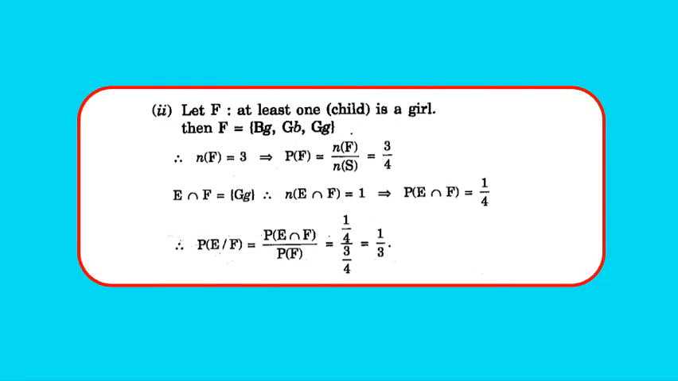And the second part: let F be the event that at least one child is a girl. So F is {BG, GB, GG}, so n(F) equals 3. So P(F) is 3 by 4. E intersection F is again GG, so the probability of E intersection F is 1 by 4. So P(E given F) equals P(E intersection F) upon P(F), so 1 by 4 divided by 3 by 4, that is 1 by 3. Clear? So pause and note down the solution.